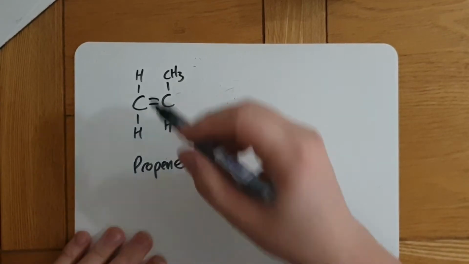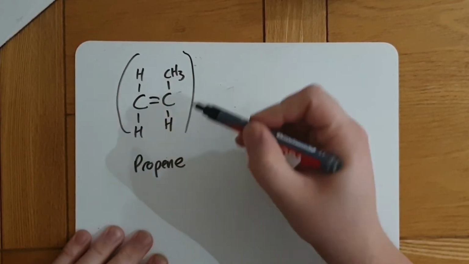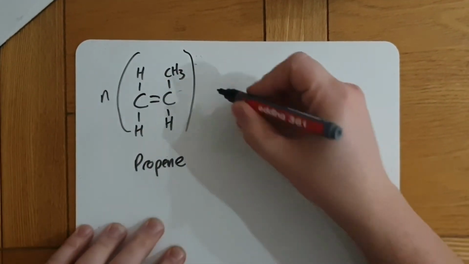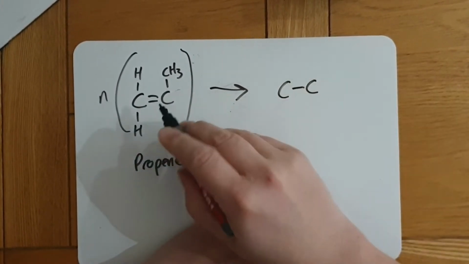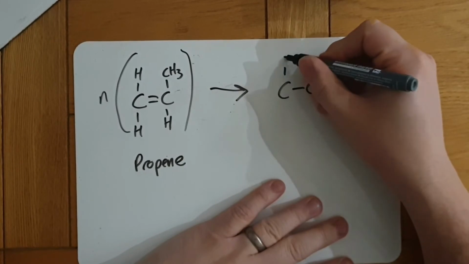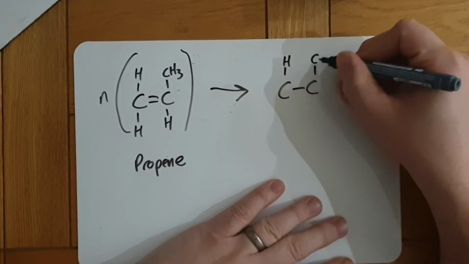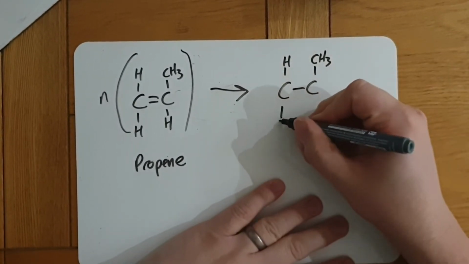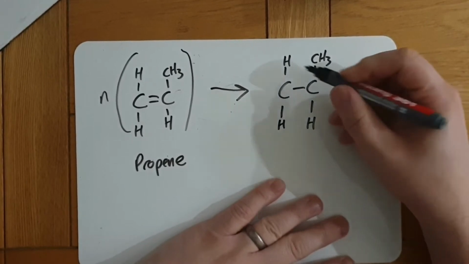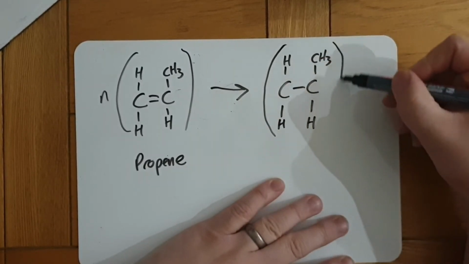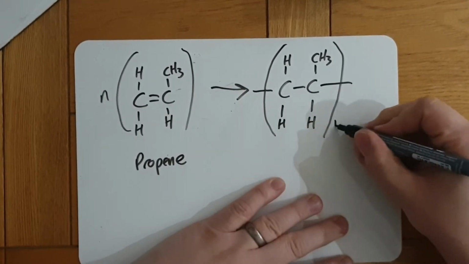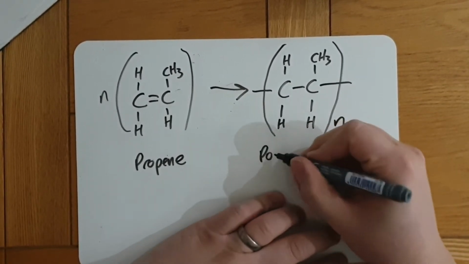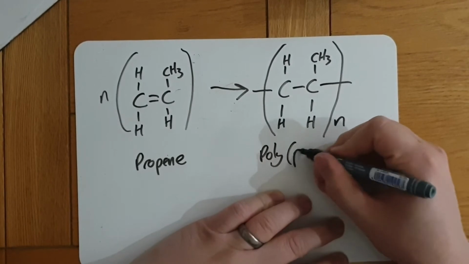And so if that's propene, and we had N of them, over here we draw it very similar, but the double bonds just split open. So we'd have H, CH3, H, H. We stick our brackets on, we make sure these bonds go out of the brackets, and we put an N there, and that is polypropene.